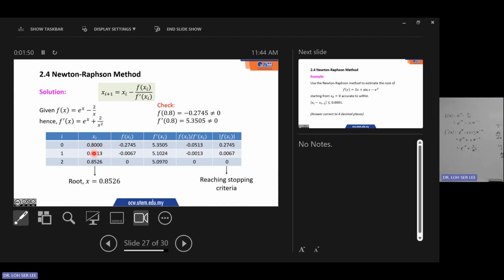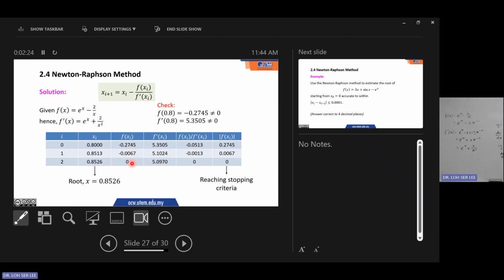And then you repeat the process. This one you substitute into f and f prime, you get these. And then for the ratio, use this divided by this, you get this. And for the stopping criteria, we take the magnitude of f. Once again, to get the new x, we use x minus the ratio. Minus minus, you get a plus. So when you sum up these two, you get this. And this one, substitute into f and f prime, you get these.